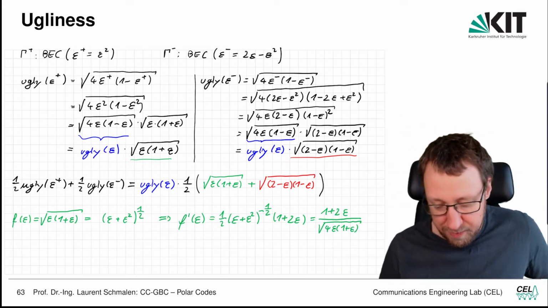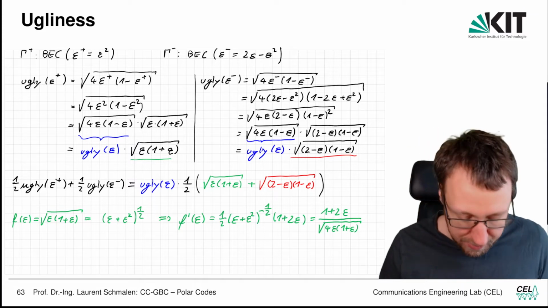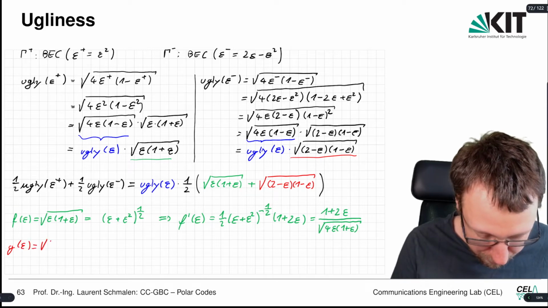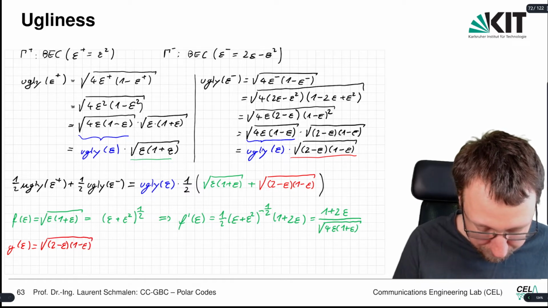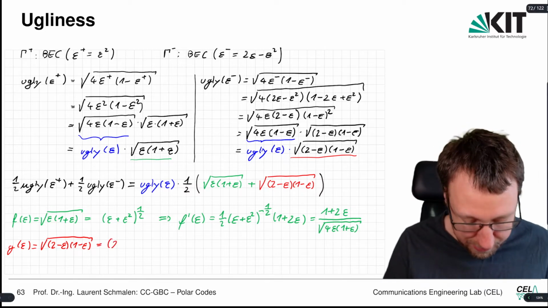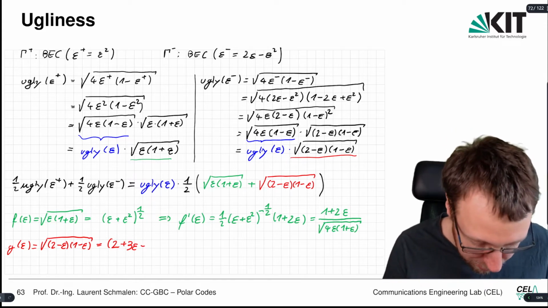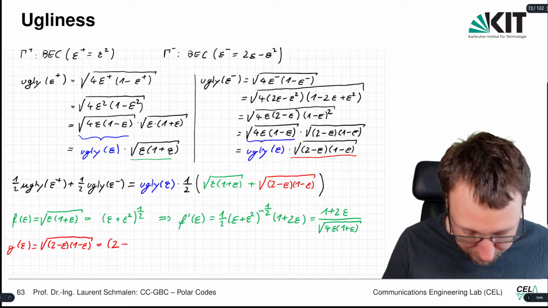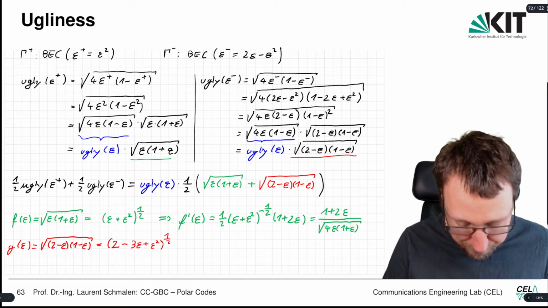So that's the green term. Now we're looking at the red term. So the red term, g of epsilon, is equal to the square root of (2 minus epsilon) times (1 minus epsilon). And we can write this, after some manipulations, as the square root of 2 minus 3 epsilon plus epsilon squared. So this is just factoring out everything. 2 minus 3 epsilon plus epsilon squared to the power 1/2.